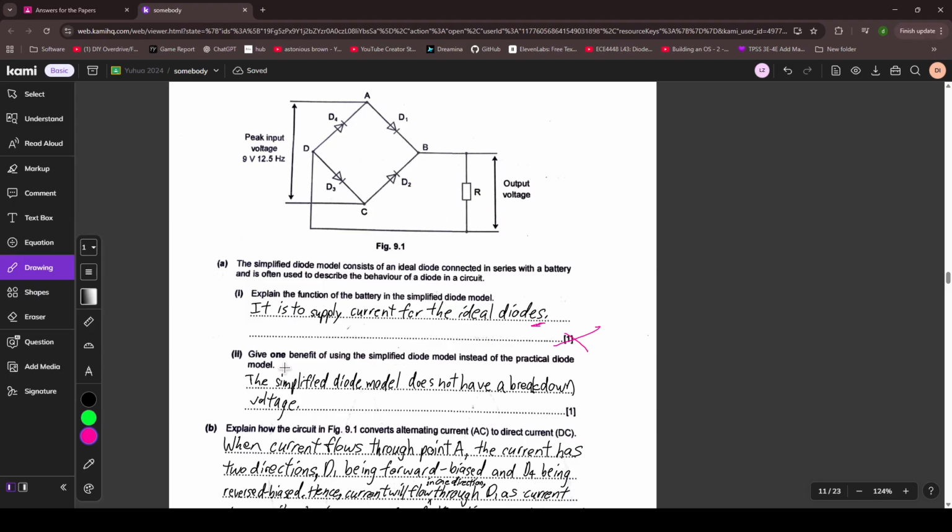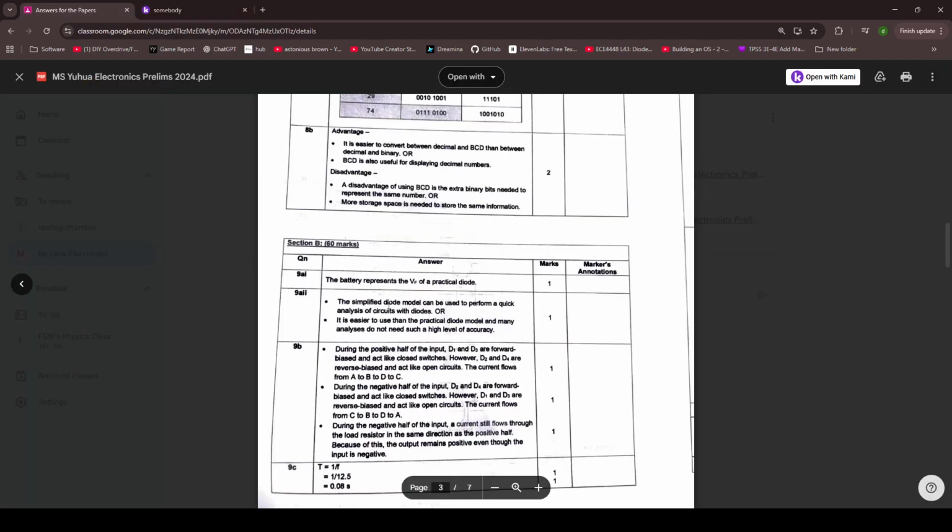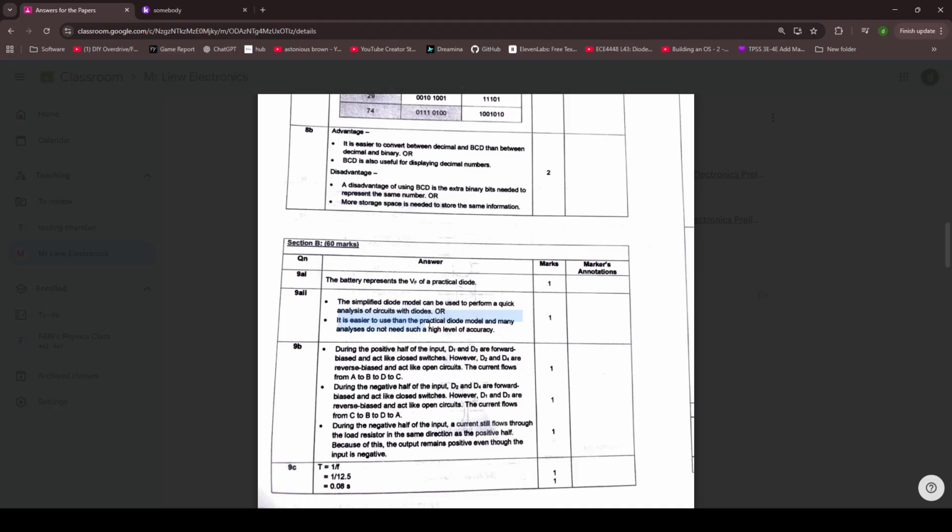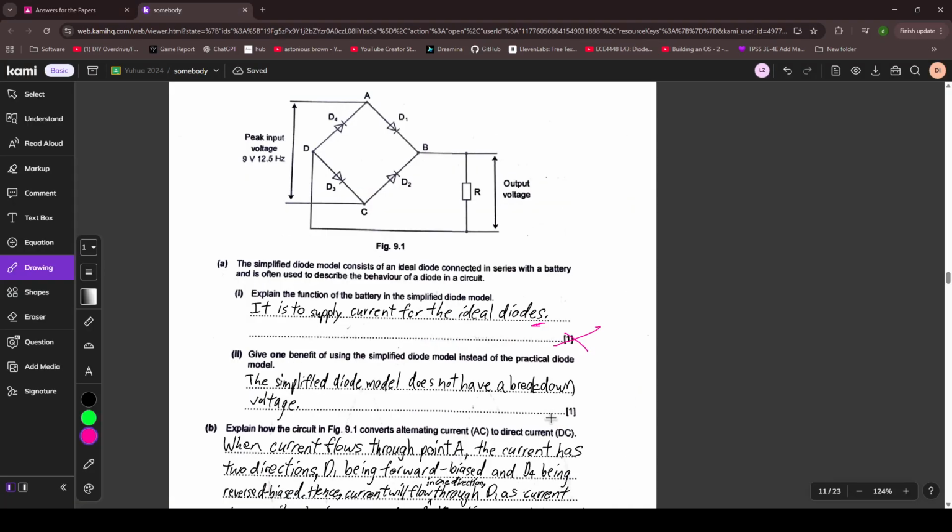Give one benefit of using the simplified diode model instead of a practical diode. The simplified diode model does not have a breakdown voltage. I mean, technically the breakdown voltage is negatively infinite. What does the answer key say? Quick analysis of a circuit, easier to use. Yep, no, this is wrong.